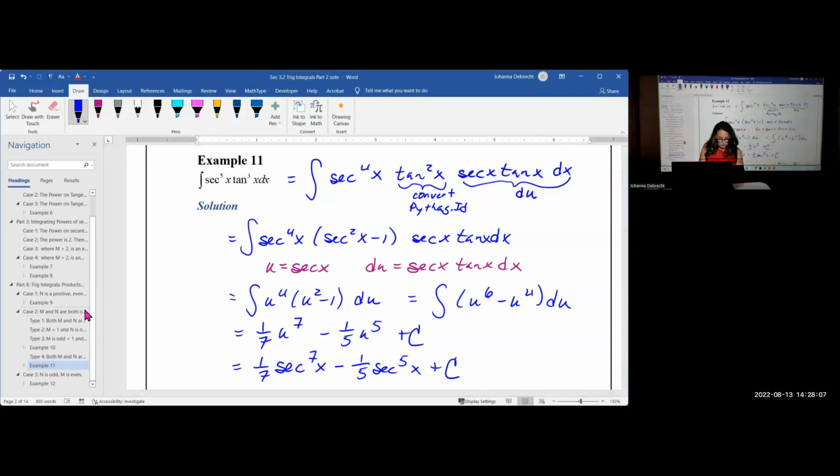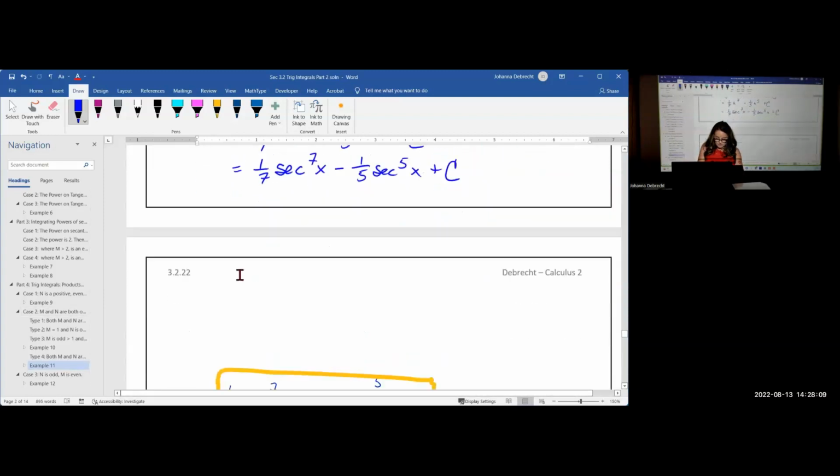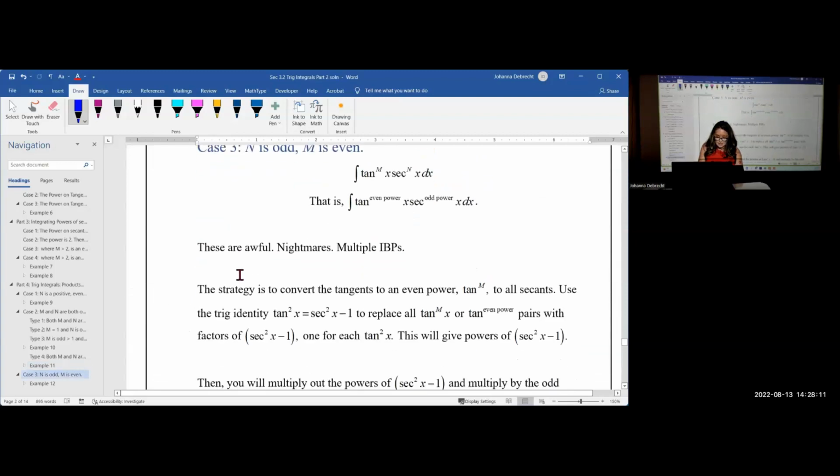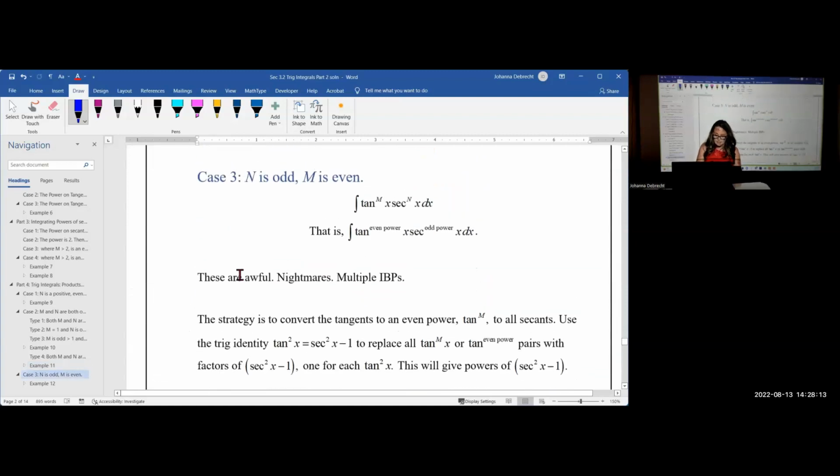Now we have one more case that we need to cover. That's our last case here, which is that the power on secant is odd and the power on tangent is even. So we have secant to an odd power, tangent to an even power. Now, these are the ones that, I hate to say it, but these are the absolute worst of the worst. These are the hardest ones.